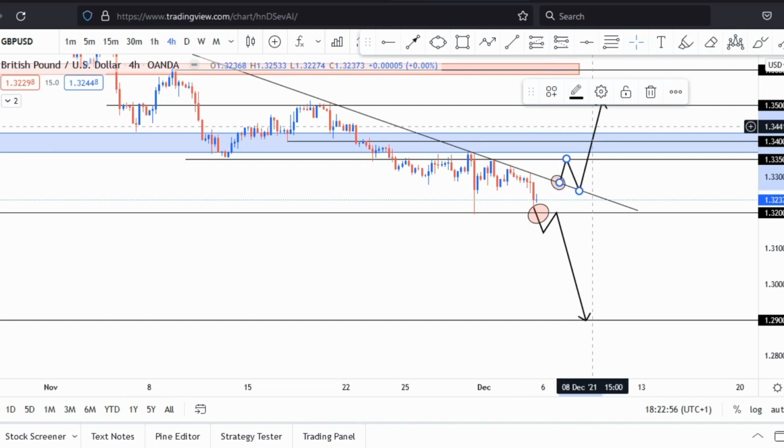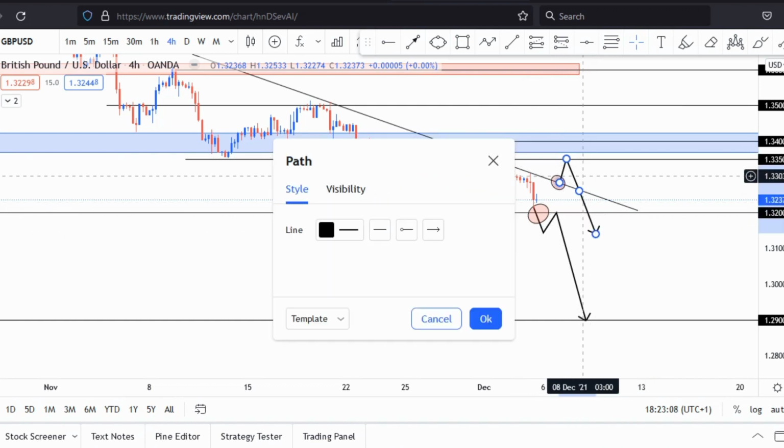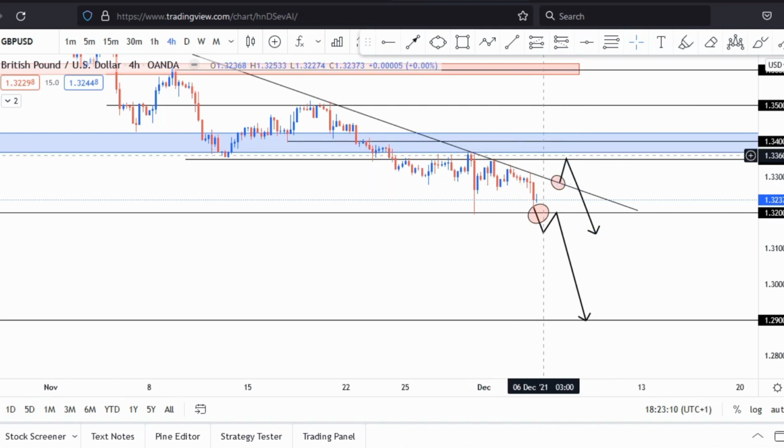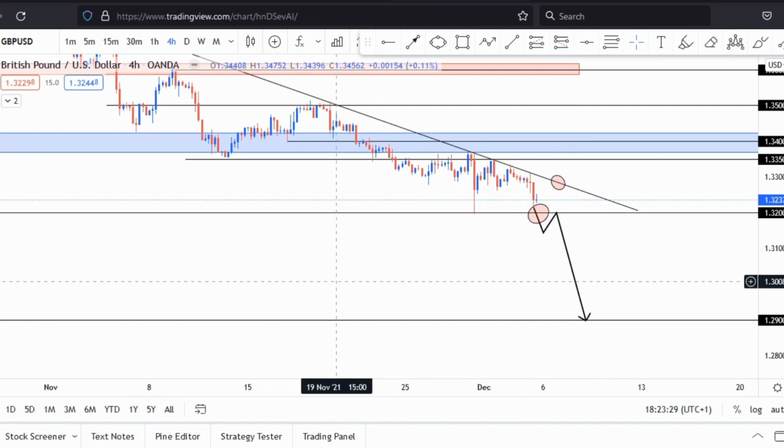But if price doesn't give us this signal to buy the trade and continues all the way down, it just means that this initial up move here was basically a false breakout. So that's why we always wait for a retest. So for GBPUSD, this is my analysis looking at this trend line as well as the 1.32 level, and that's why we'll be looking for key reactions. And depending on what happens, that's how we'll be looking to take our trades.